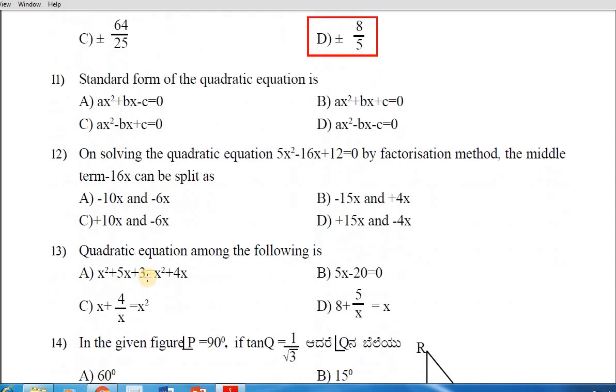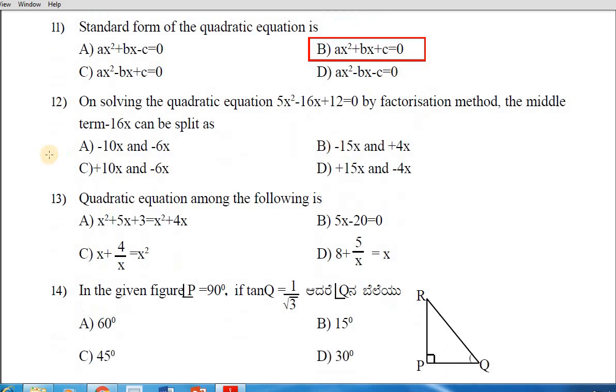Question number 11. Standard form of quadratic equation is, that is ax square plus bx plus c is equal to 0. And keep it in mind, in standard form of quadratic equation we cannot see any negative signs. But here in the other options, in each and every term there is a minus symbol.